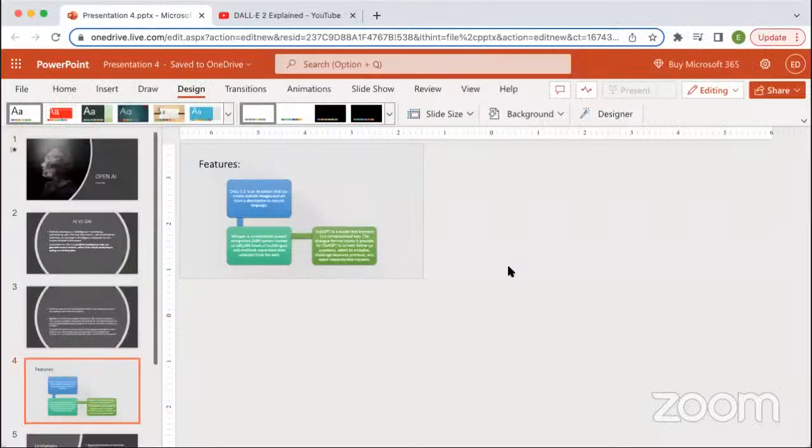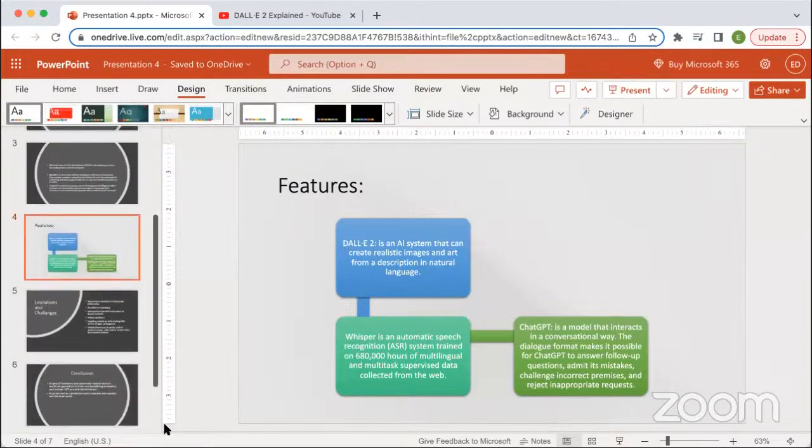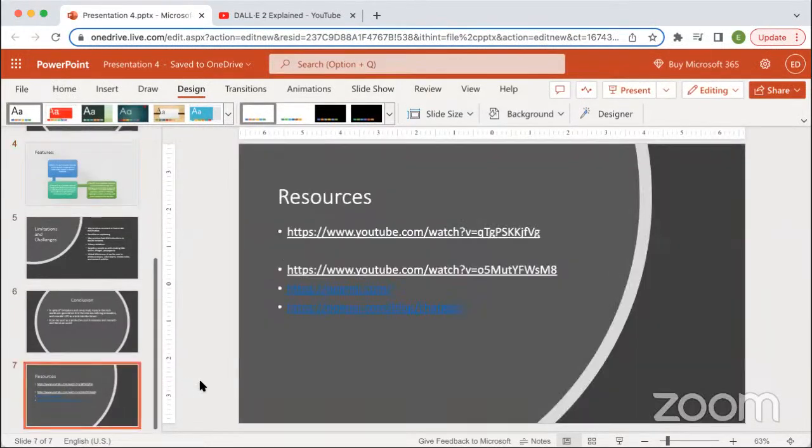And last, I'm going to share this PowerPoint with you. The last slide has resources, YouTube channels that talk about all the apps in detail. This is the OpenAI website, and this is the GPT website where you can try it for free if you would like to. If you have any questions, I'm open for it.